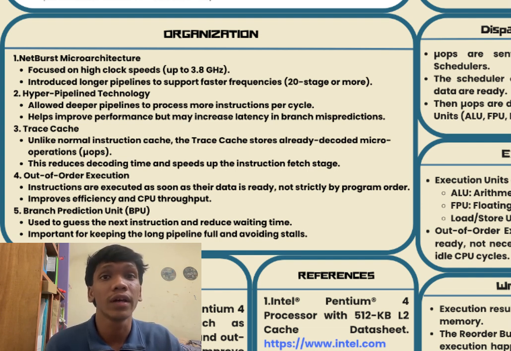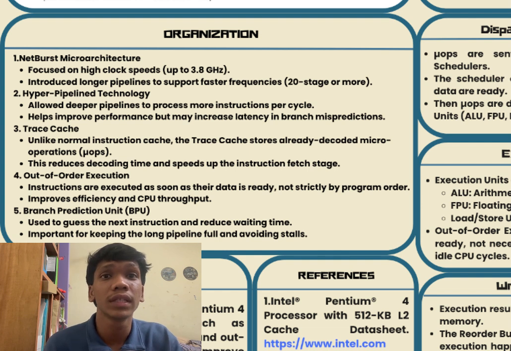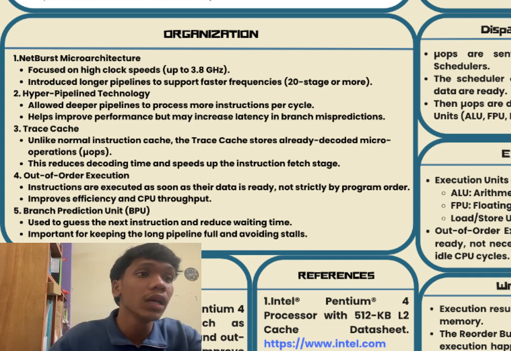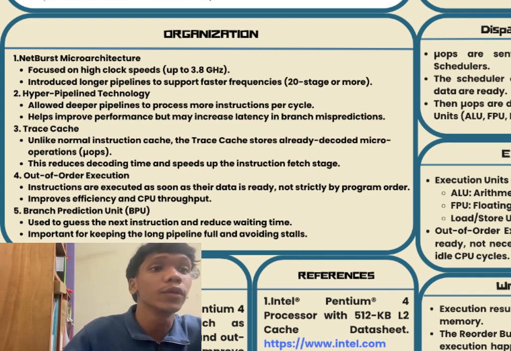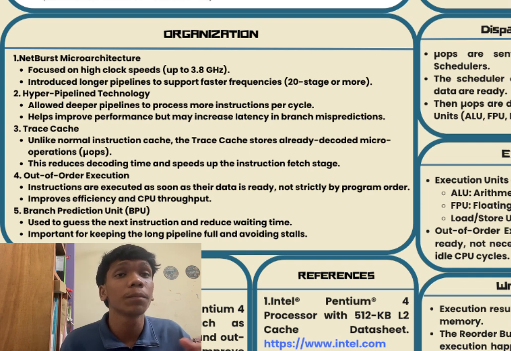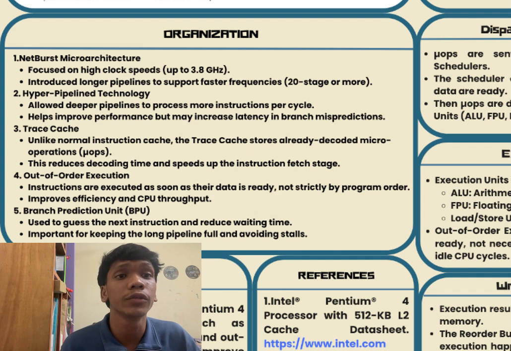So the last one, we have the branch prediction unit, which we call BPU. The BPU is like the CPU's guesser. It tries to predict the next instruction to execute. By doing so, it reduces idle time and keeps the long pipelines full. This is especially crucial in avoiding performance drops due to branch stall.